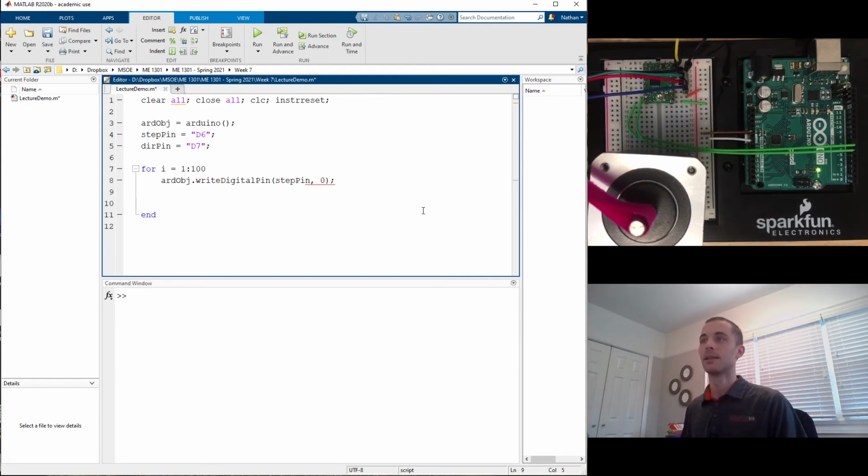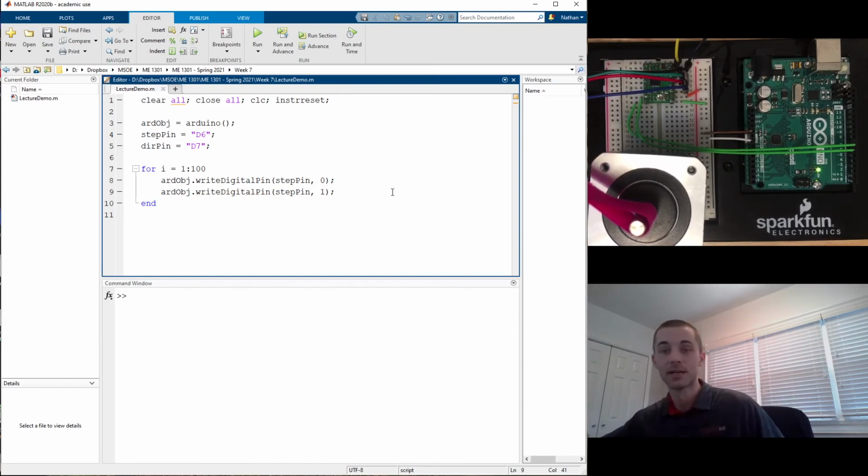And then on the next line, we want it to go high to 5 volts. So we're again going to say, hey, Arduino object, write to your digital pin, and it's the step pin again, and we'll say a signal of 1. So this should go through here 100 times and step the motor.